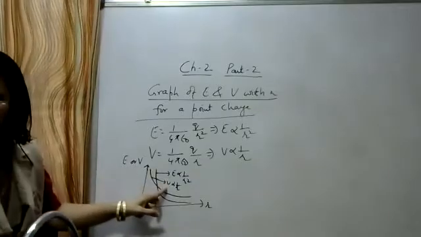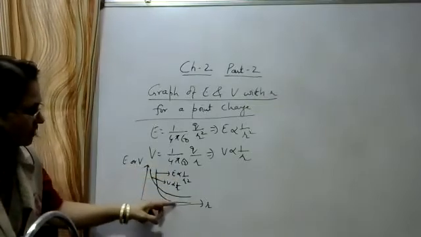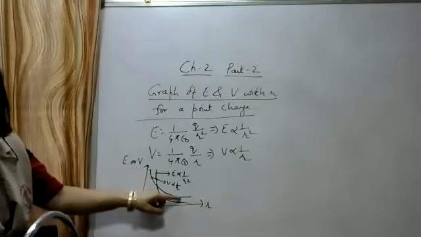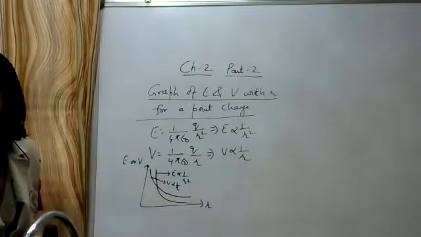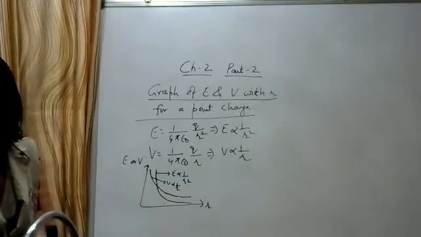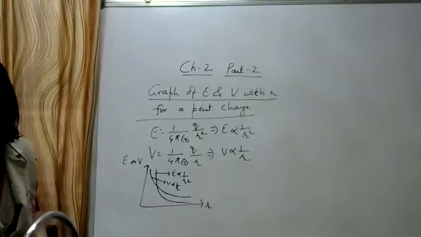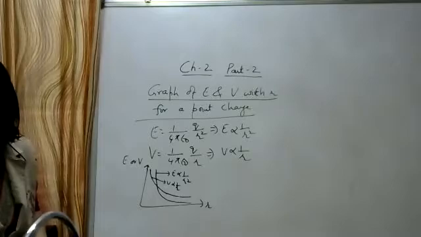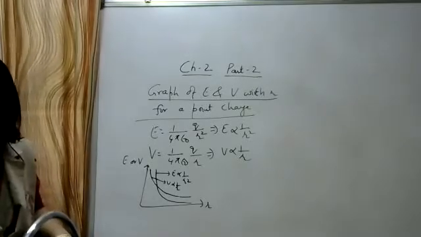The one which is inversely proportional to R will be closer to the y-axis. The one which is inversely proportional to R square will be closer to the x-axis. So this is V inversely proportional to R, and this graph represents E inversely proportional to R square. Plot this graph. For a point charge, the electric field is inversely proportional to R square, and the potential is inversely proportional to R. Both graphs are plotted in the same one. So this is the shape.